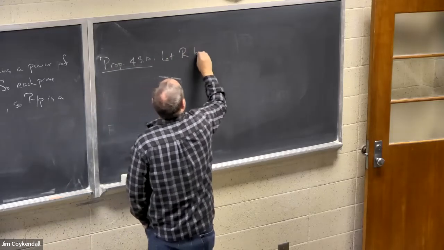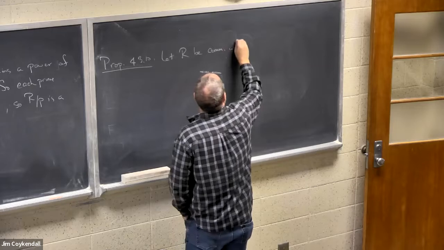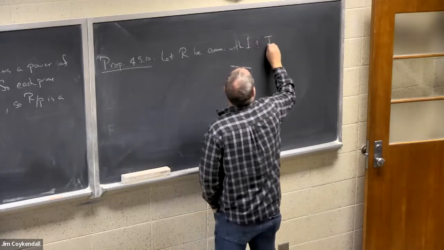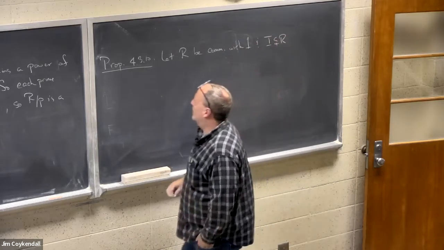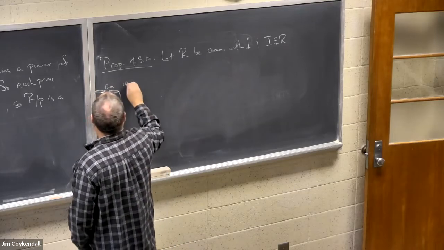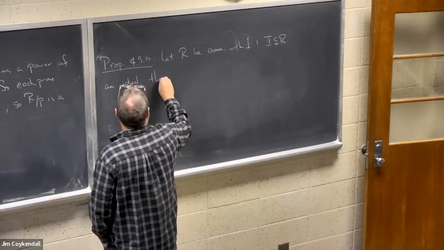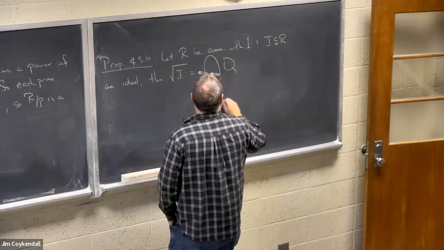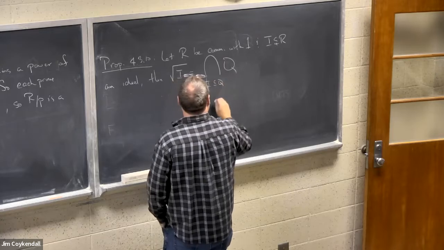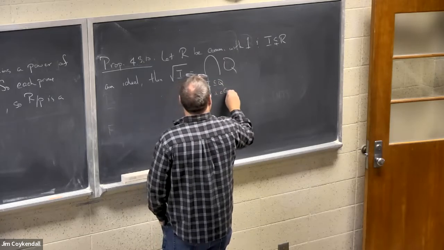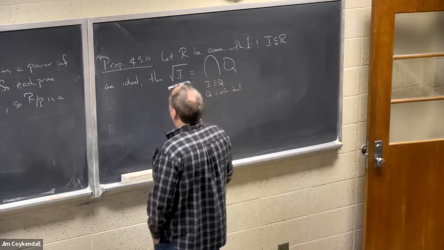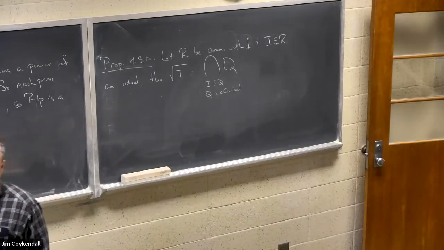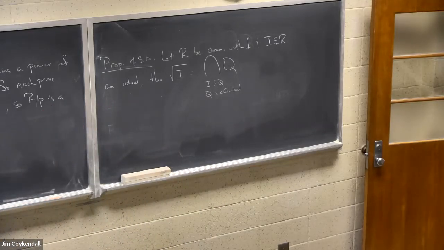Let R be a commutative ring with one and I an ideal of R. Then the radical of I is the intersection of the G-ideals containing I. So this generalizes the radical of 0.